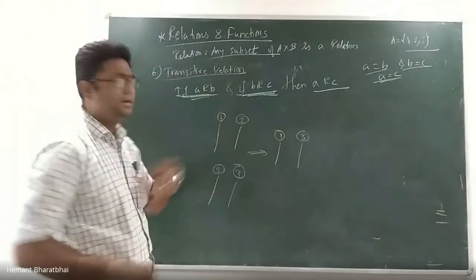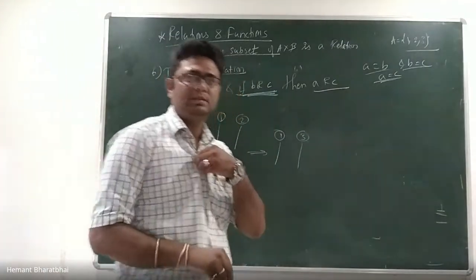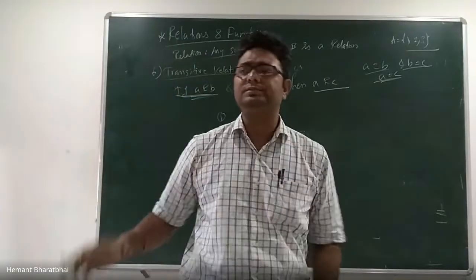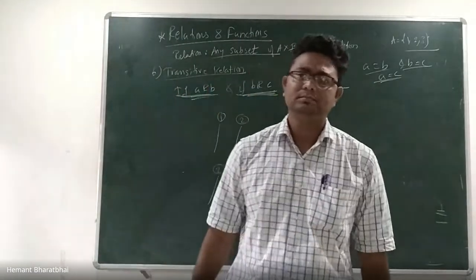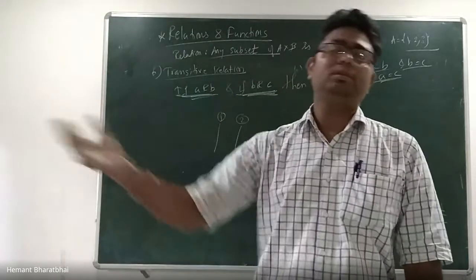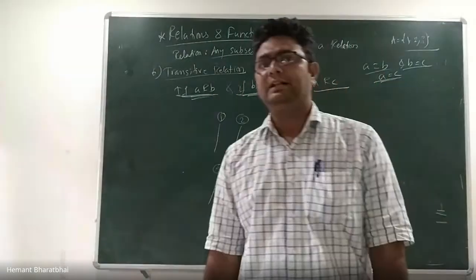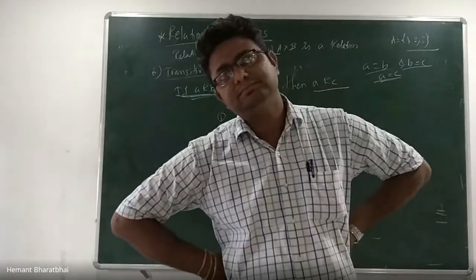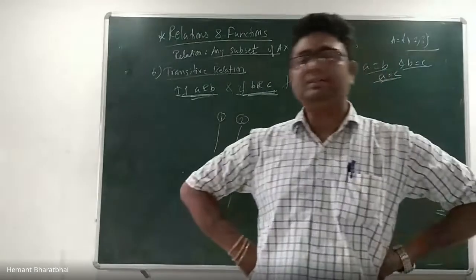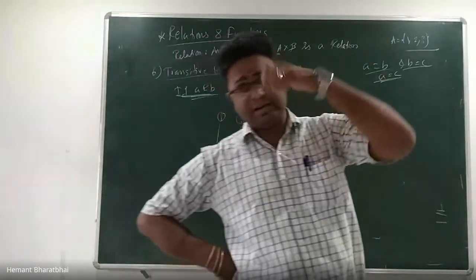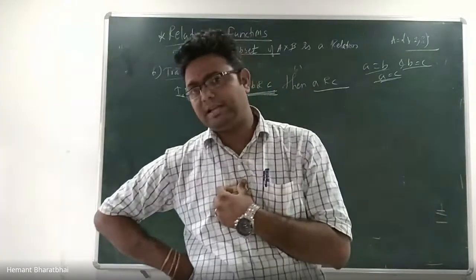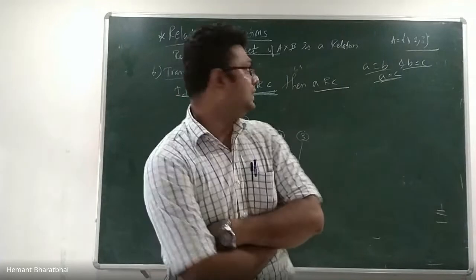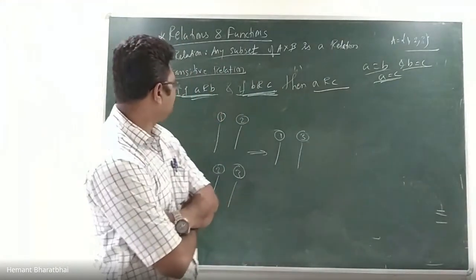So this is a transitive relation. Similarly, triangle ABC is equal to triangle PQR, and triangle PQR is equal to triangle XYZ, then I can say that triangle ABC is equal to triangle XYZ. If triangle 1 is congruent to triangle 2 and triangle 2 is congruent to triangle 3, then I can say triangle 1 is congruent to triangle 3. So such a relation is called a transitive relation.